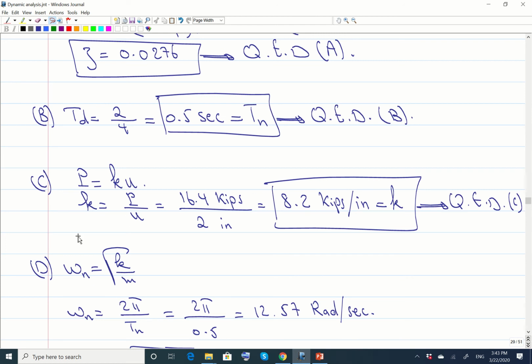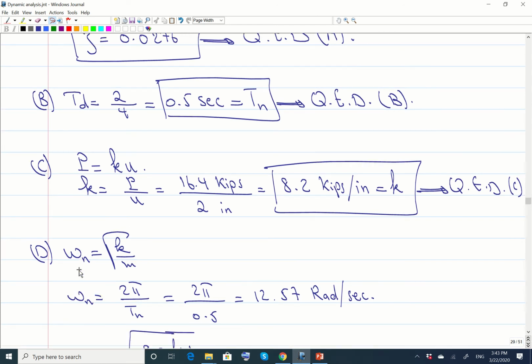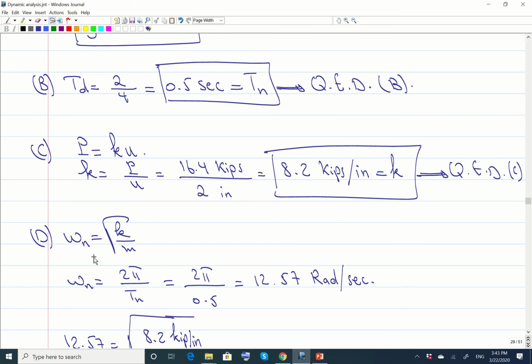Now, if you want to find ω_n, the natural frequency of the structure, we already know it equals square root of k over m. I know k, I don't know m, but we know ω_n. How do we know ω_n? It comes from the natural period. If you know the natural period, you can find the natural frequency. ω_n is 2π divided by the natural period.